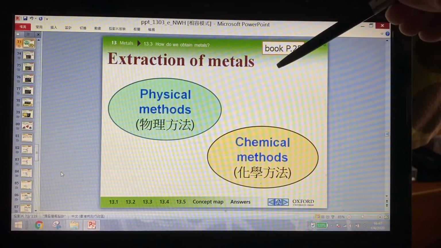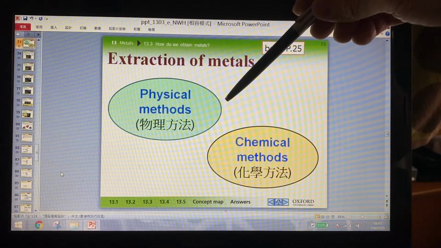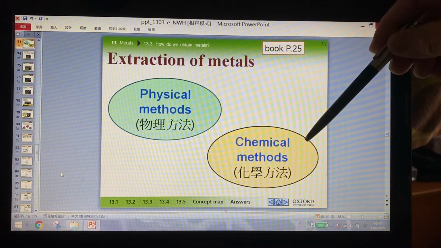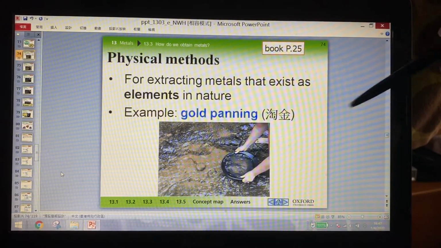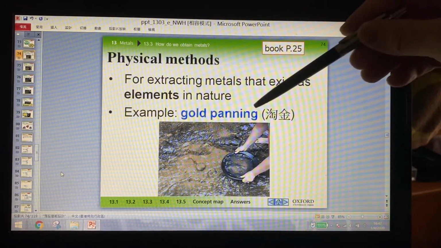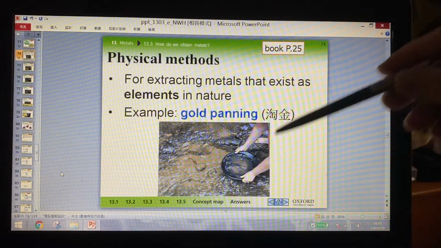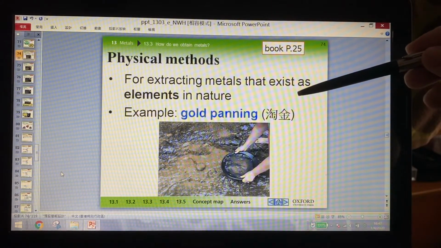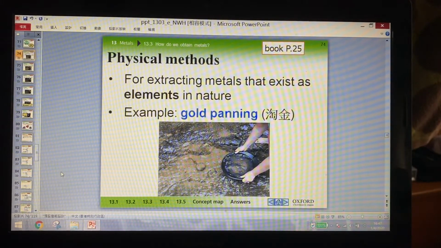Okay, for the extraction of metal, we have two methods. One is the physical method and one is the chemical method. For the physical method, take gold for example, because some metals exist as elements in nature, such as gold or silver.